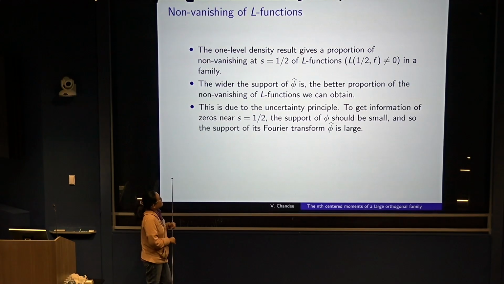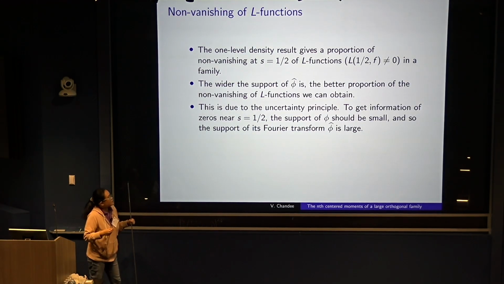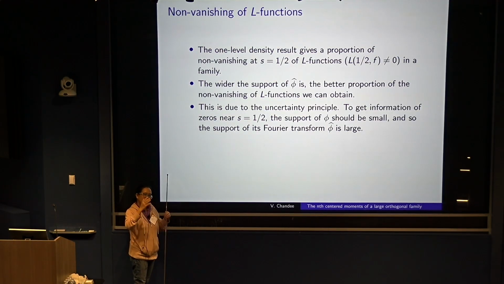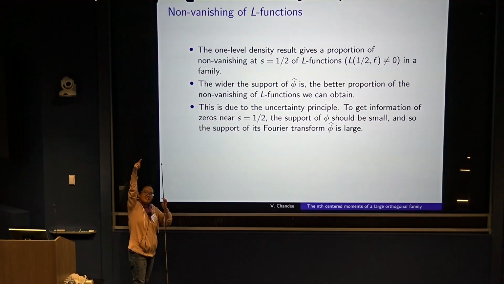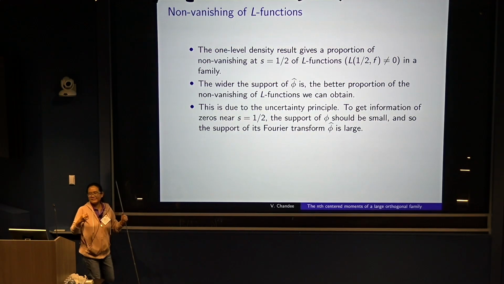So why is that? Well, this is due to the uncertainty principle. We want to get information that is really close to s = 1/2, so we want phi to really capture the information at 1/2. You want the support of phi to be small. And when the support of phi is small, naturally the support of phi hat should be large.